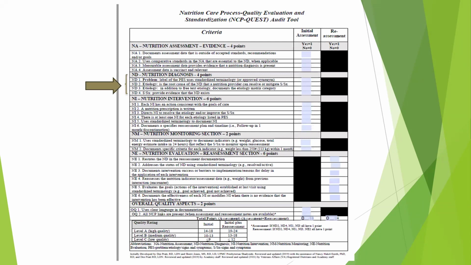Next, we have the nutrition diagnosis, which also has 4 requirements. First, state the problem using standardized terminology. Next, mention the etiology, which is the root cause of the nutrition diagnosis that a nutrition provider can resolve or mitigate. You must also indicate the etiology matrix category. And finally, list signs and symptoms, which provide evidence that the nutrition diagnosis exists.